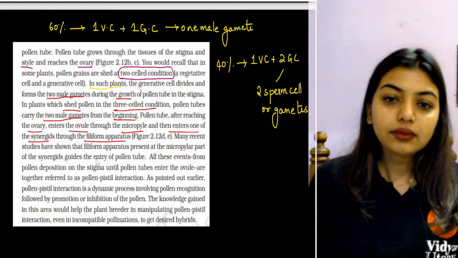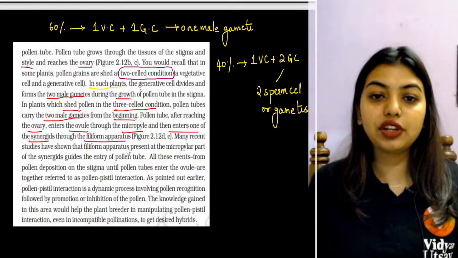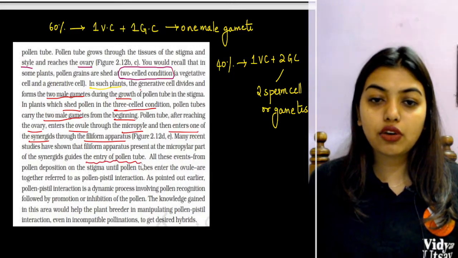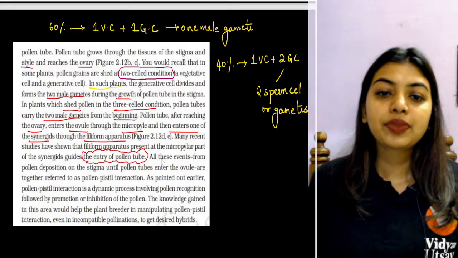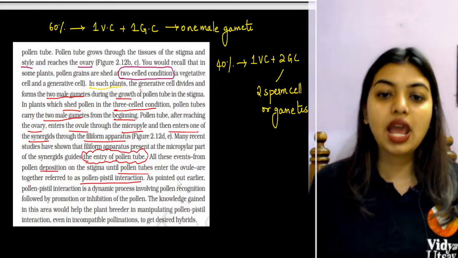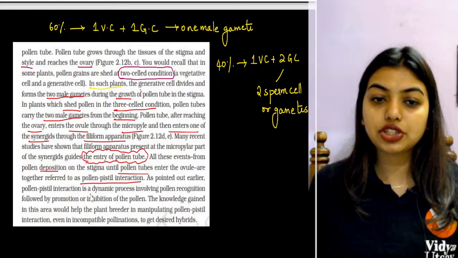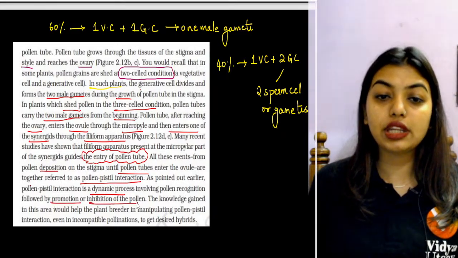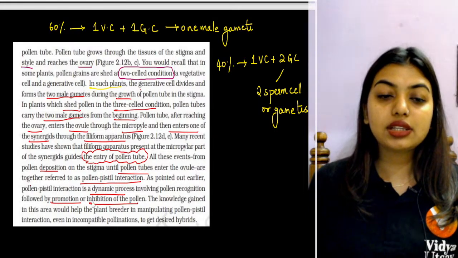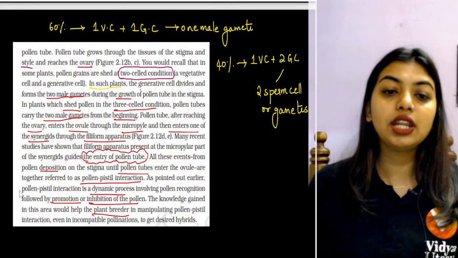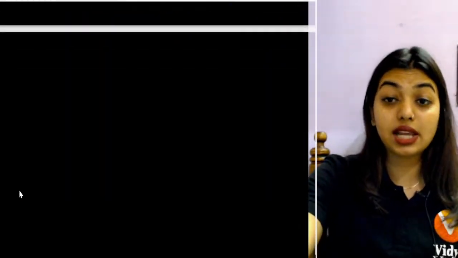Clear? Now, many recent studies have shown that the filiform apparatus present at the micropylar end of the synergid guides the entry of the pollen tube. All these events from the pollen deposition on the stigma until the pollen tube enters the ovule are referred to as pollen-pistil interaction. As pointed out earlier, pollen-pistil interaction is a dynamic process involving pollen recognition followed by promotion or inhibition of the pollen. The knowledge gained in this area would help plant breeders in manipulating the pollen-pistil interaction even in incompatible pollination to get desired hybrids.